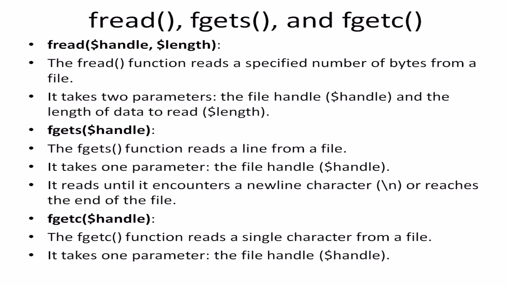Next is the fgets function. It is used to read a line from a particular file. It takes one parameter, the file handle. It reads until it encounters a new line character or reaches the end of the file. The fgetc function reads a single character from a file. It takes one parameter, the file handle, which you can use by using a handle.